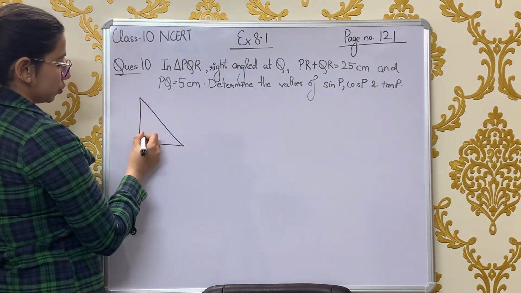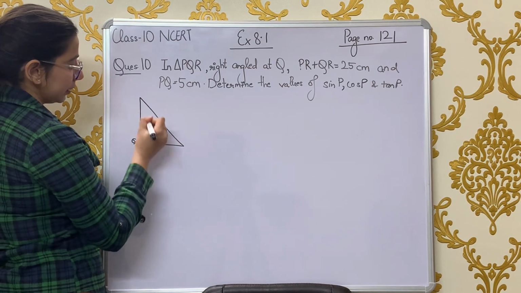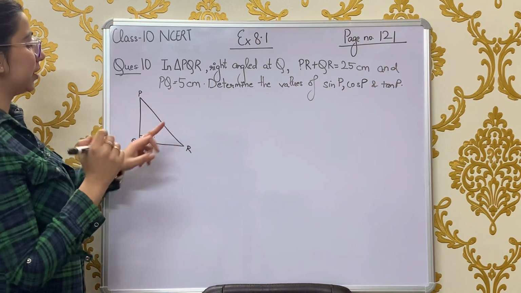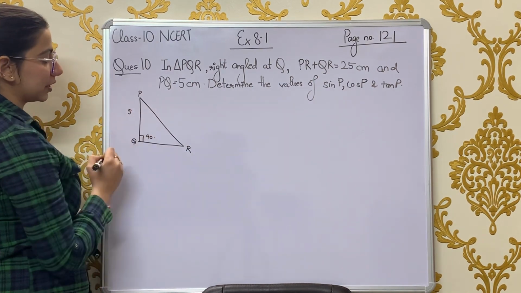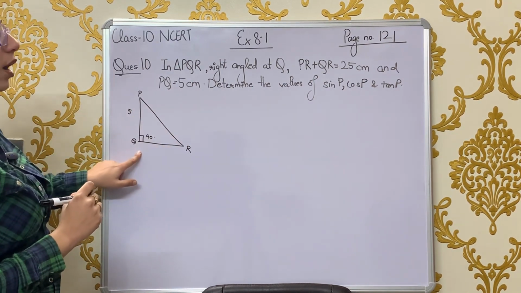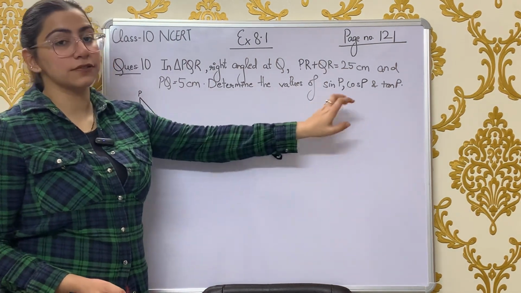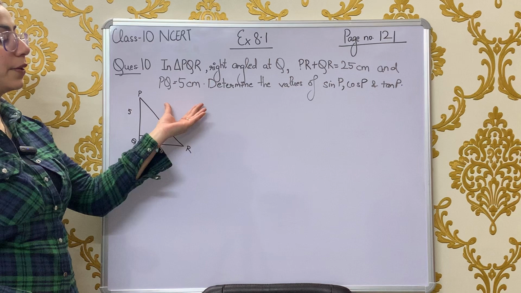It's right angled at Q. So it's Q, 90 degree, P, R. Now we're given PQ is 5 cm. So this is 5 cm and PR plus QR is 25 cm. To determine the values of these, we firstly need to find QR and PR.